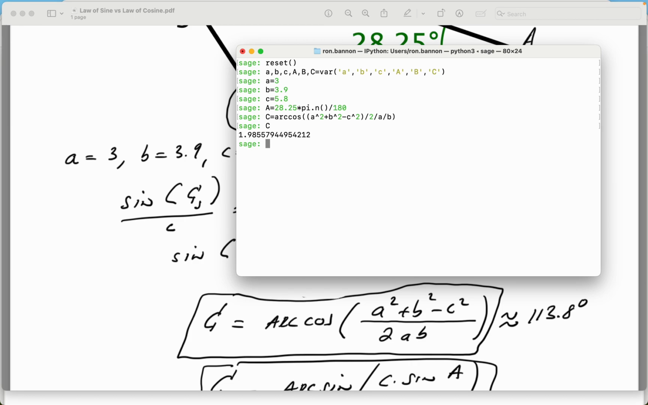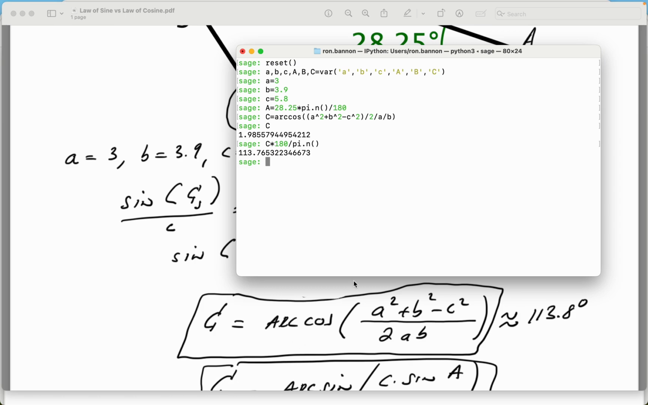Now, when I look at that, I'm wondering, what is that number? And it's not the number I have there. The reason for that is the number there is in radians. So I'm going to convert it to degrees. So it would be C times 180 divided by pi, and I'm approximating pi. What number do we get? 113.8 approximately, but that's a much better approximation.